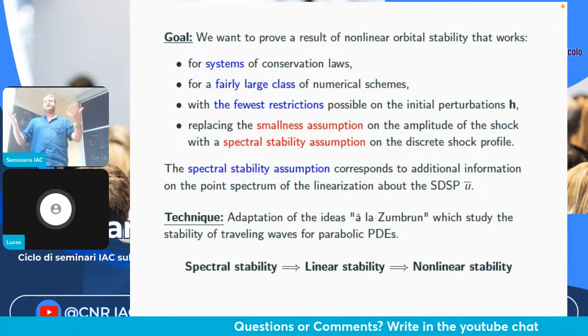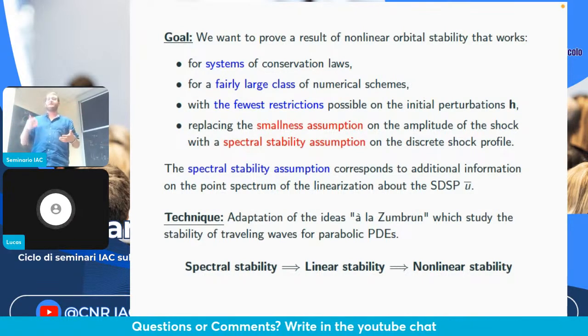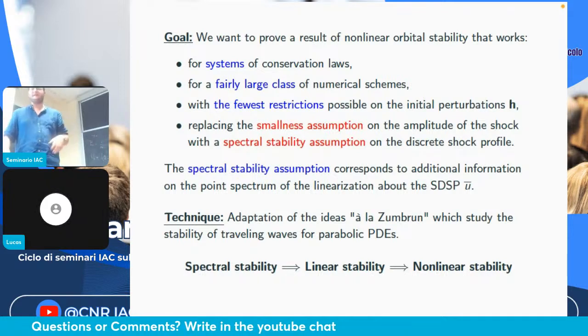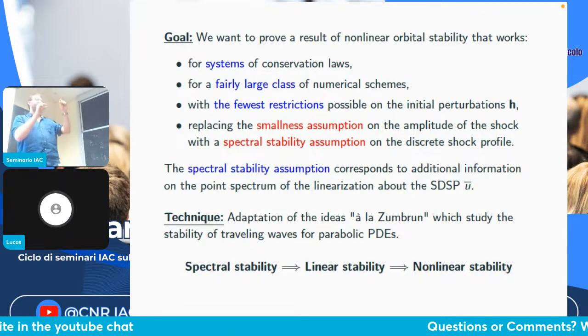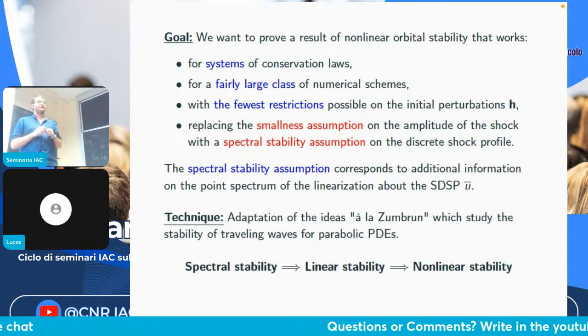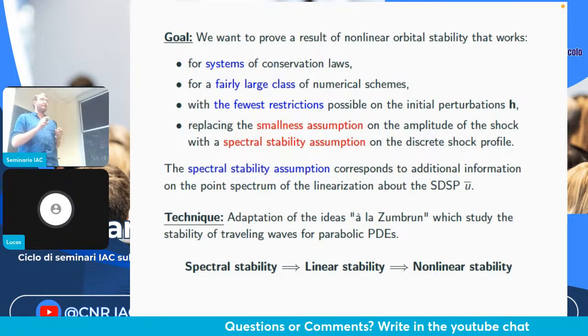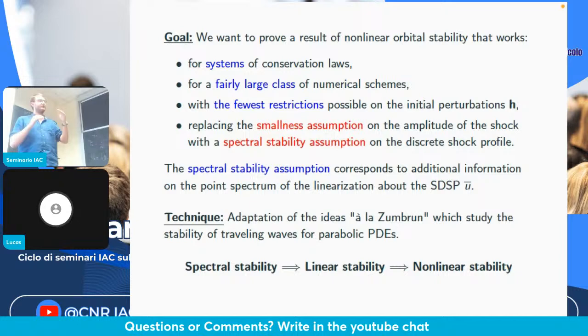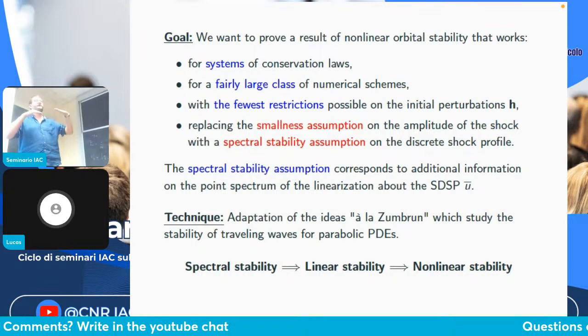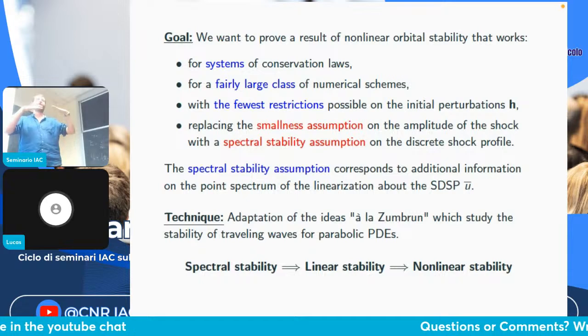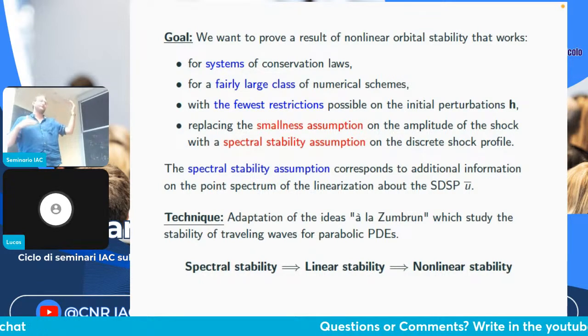And those ideas are applied to study the stability of traveling waves for parabolic PDEs. So when you say weakness assumption, you mean smallness? So yeah, the smallness assumption. So the initial mass of the perturbation, something like that, no? No. The smallness assumption is on the size of the shock. The two states, U minus and U plus, must be close in most results. We would want something that works for strong shocks.